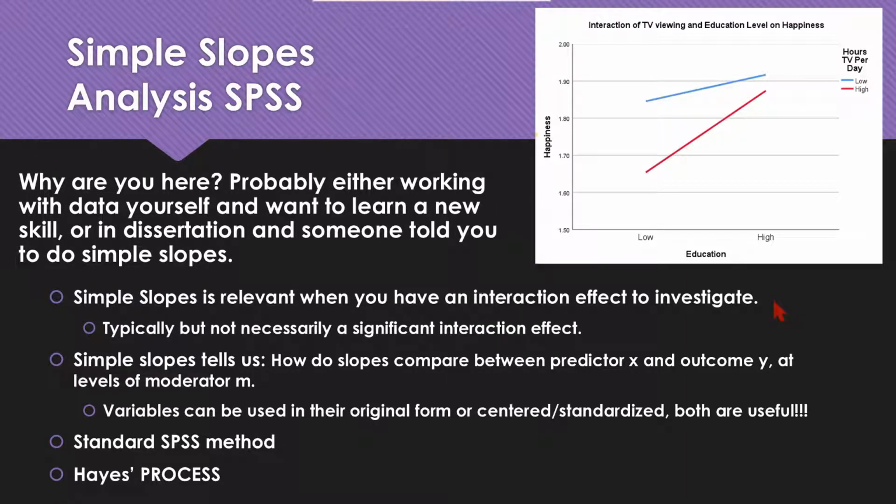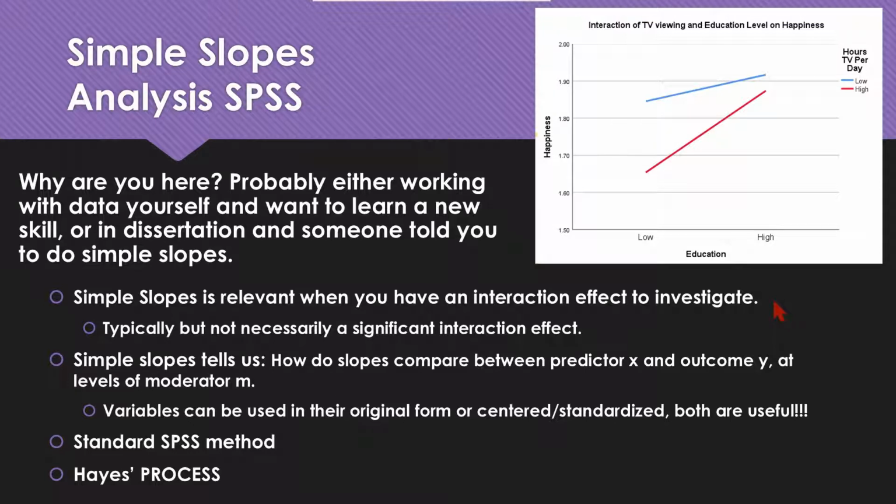In that way of explaining it, we are treating TV viewing as the moderator and education as the predictor of happiness. However, we could say the reverse just as easily. We could say that how TV viewing affects your happiness depends upon education. And we could graph this in the reverse. Usually you'll want your moderator to be separate lines and your predictor to be determining the slope, as the predictor and the outcome variable are what the slope is based on.